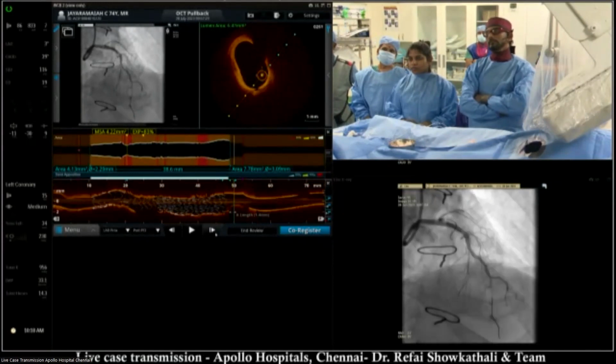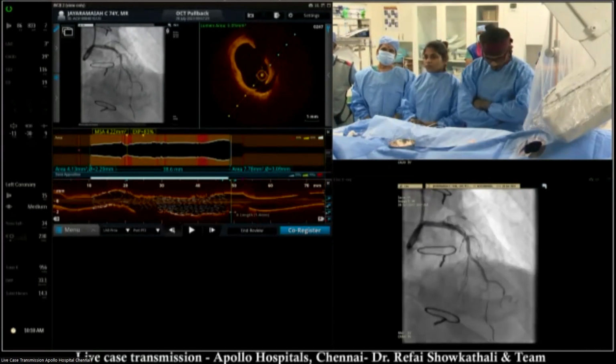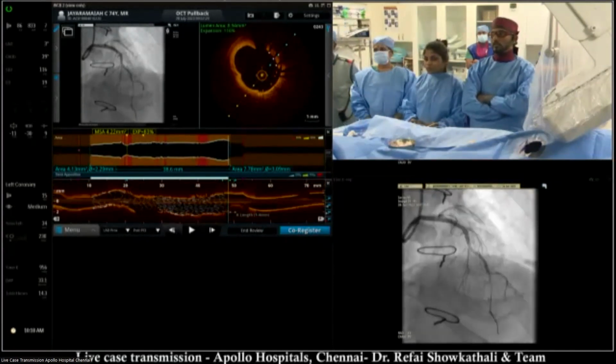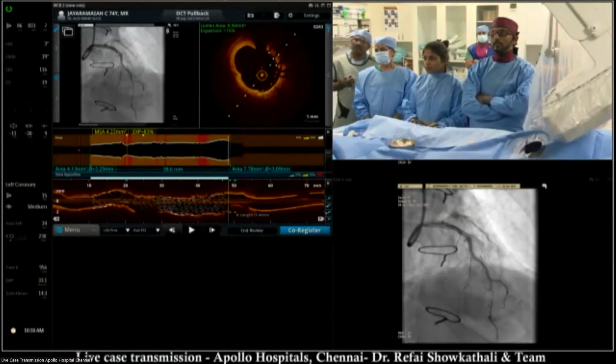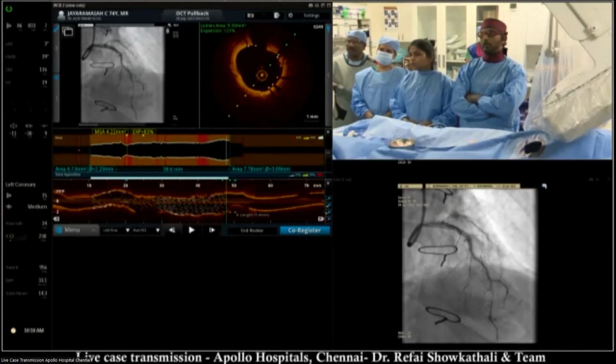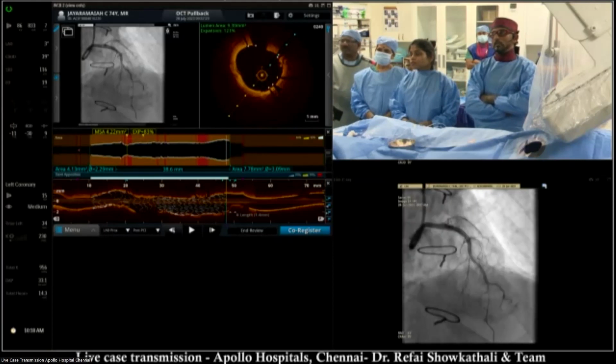I would just like to see what the panelists feel about this. Otherwise, we have a good result in the LAD, good flowing artery. We'll show you the angiographic images, how the proximal edge of the stent looks.